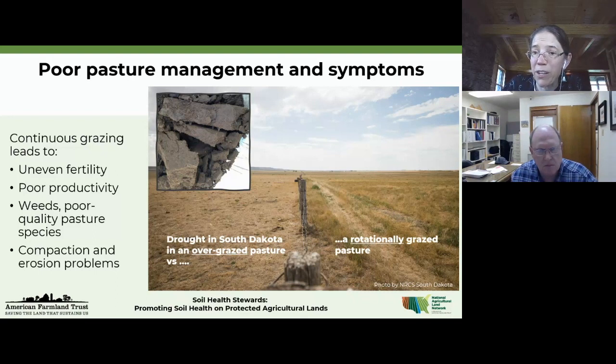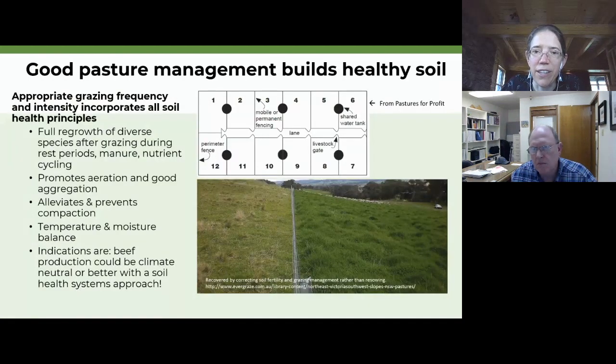But when we graze well, we actually get really good results. And so you can see here side by side in South Dakota, on the left an overgrazed pasture, and on the right a rotationally grazed pasture, and you can really see that difference in the status of the grasses. And here again, on the left you have an overgrazed pasture, on the right you have a rotationally grazed pasture.